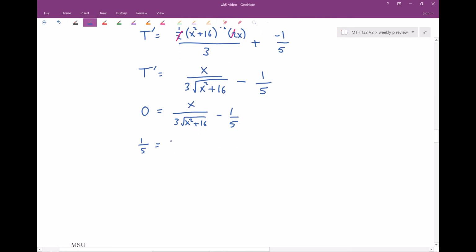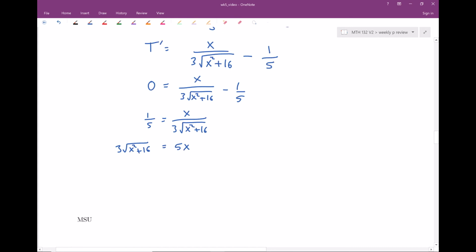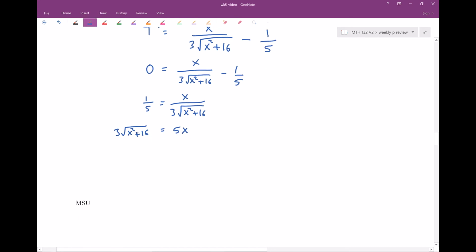So I'm going to have 1/5 is equal to x divided by 3 square root of x squared plus 16. Let's go ahead and cross multiply. So I'm going to have 5x is equal to 3 square root of x squared plus 16. And now, I'm trying to solve for x here, so maybe I should square both sides. The square root is kind of annoying. So if I square both sides, I'm going to get 9, and squaring that square root perfectly goes away, and then this becomes 25x squared. So I have 9 times x squared plus, I don't know what this is, I'm just going to write it as 9 times 16 for the time being, equals 25x squared.